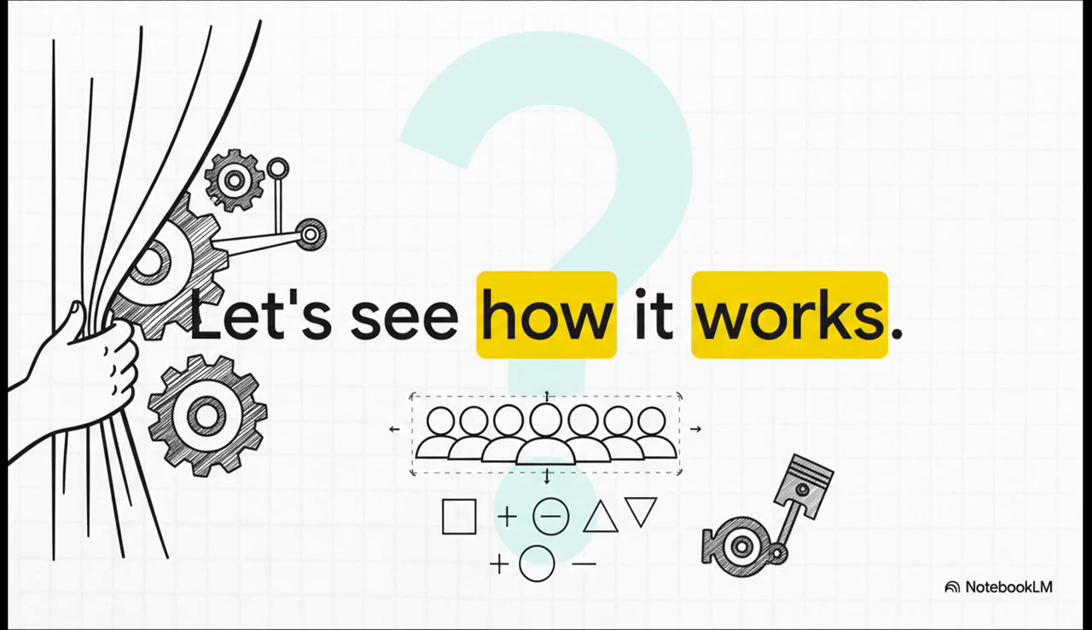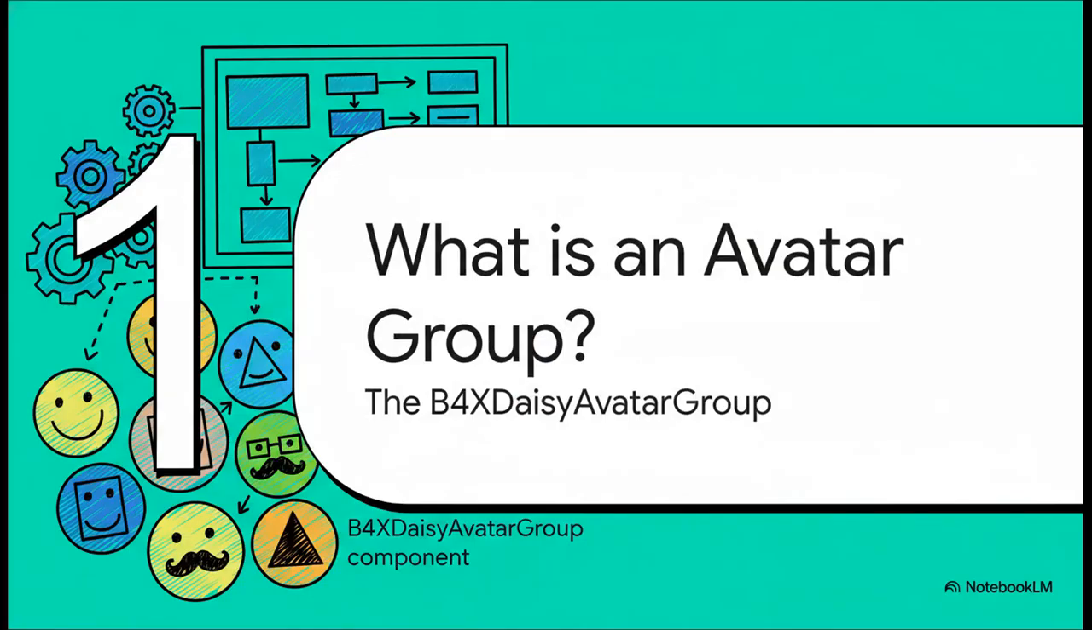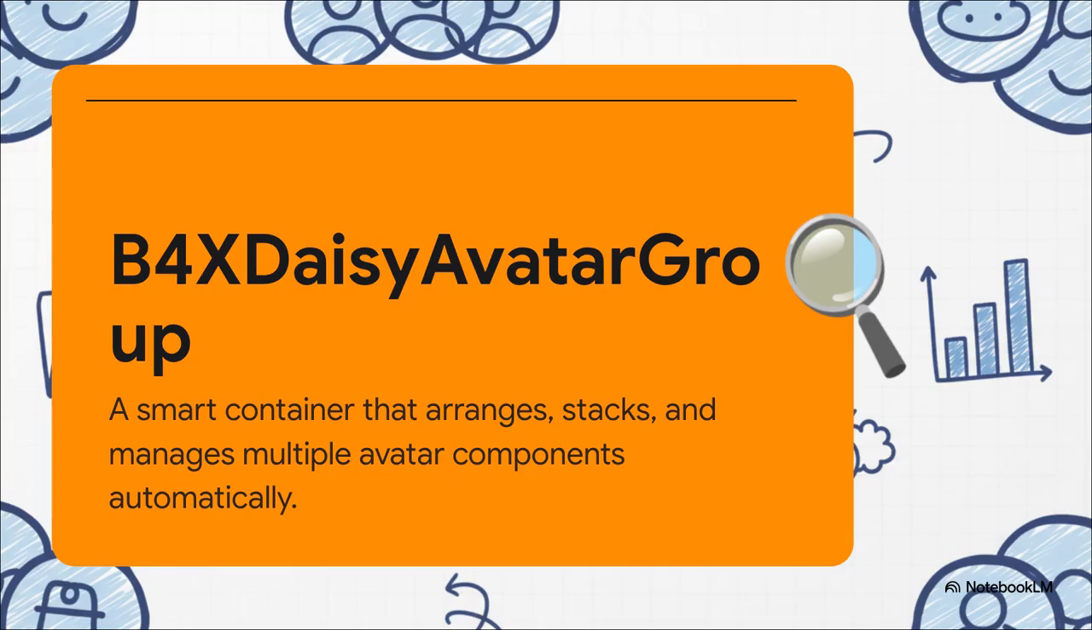Let's find out. The magic behind all of this is the B4XDaisyAvatarGroup component. And this isn't just some generic box to hold things. No, this is a highly specialized tool built for one job and one job only, managing collections of avatars. Think of it like a smart container. You just toss your individual avatars into it, and the group itself does all the heavy lifting. We're talking arrangement, stacking, styling, even handling what happens when you have too many. It completely automates the layout logic so you don't have to.